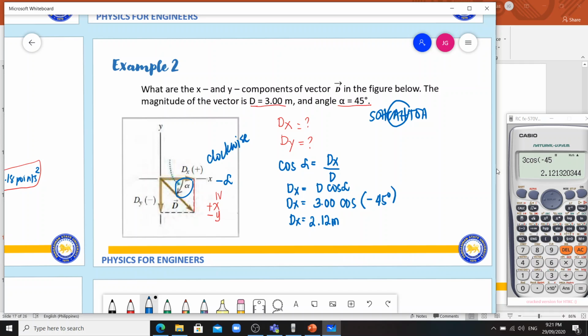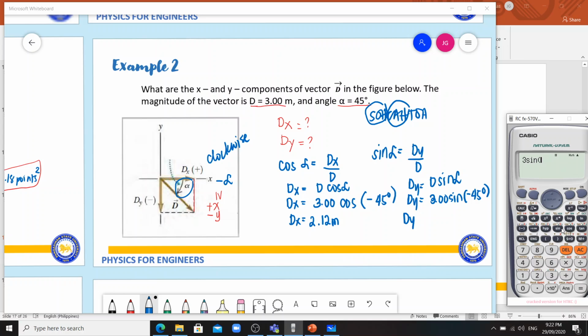Okay? So, si dy naman, kung ito si dy at parallel siya dito, si dy ay magiging opposite ni angle. Tama ba? Opposite and hypotenuse, dun tayo sa sine or so. So, sine alpha is equivalent sa opposite, which is dy, and hypotenuse, which is d. So, dy is equivalent to d sine alpha, or 3.00 sine. Don't forget the negative 45. Okay? And dy is equivalent to what? 3 sine negative 45.